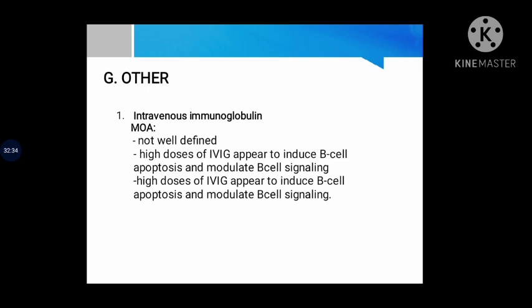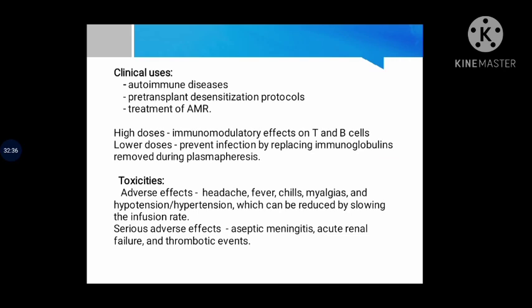So, for the clinical uses, IVIG contains immunoglobulins prepared from human plasma pooled from many donors. It has an immunomodulatory effect and is often used for autoimmune diseases, pre-transplant desensitization protocols, and treatment of AMR. The immunomodulatory effect on T and B cells occurs at high doses, and it is also used at lower doses to prevent infection by replacing immunoglobulins removed during plasmapheresis.